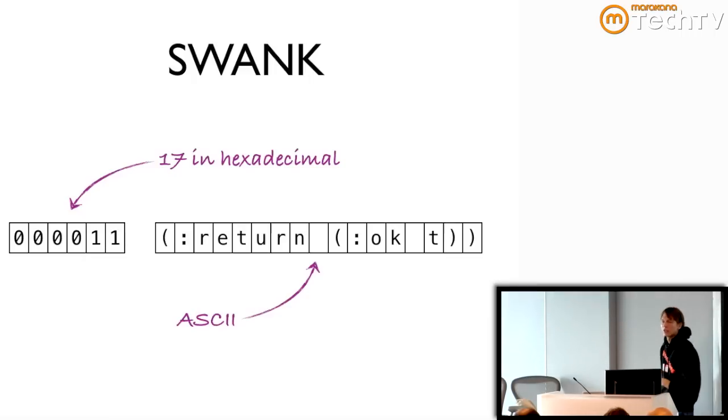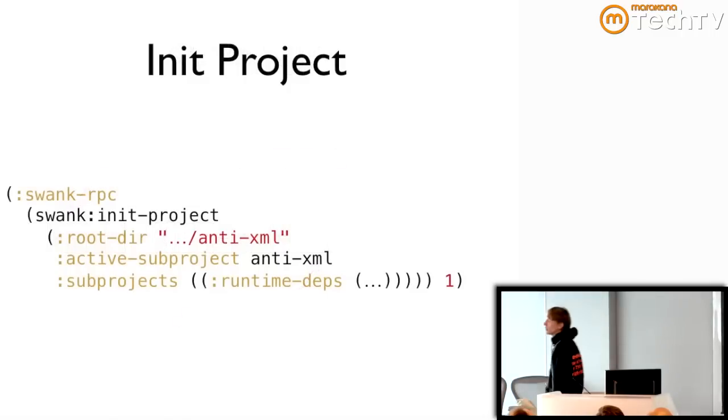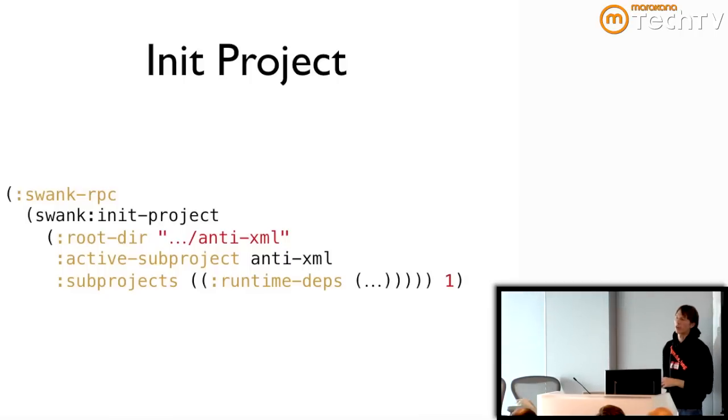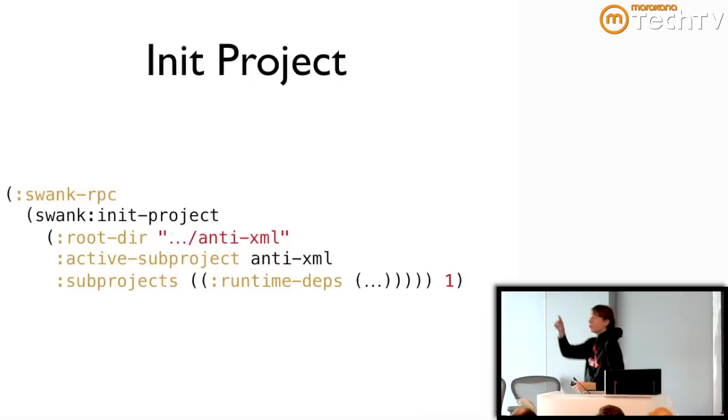What do these S expressions look like? Well, this is how you initialize a project. This is the very, very, very first thing you will send to an ENSIME instance when you start it up. You get 1 ENSIME instance per project. The project is kind of a global notion inside of ENSIME itself. So you start a new ENSIME subprocess per project.